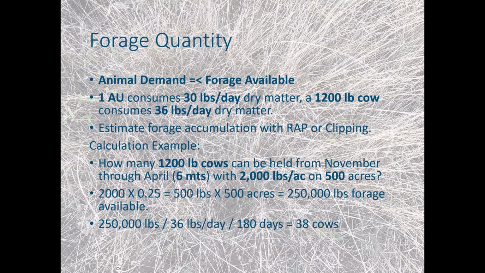And so we only have about 500 pounds per acre of usable forage out of that 2,000, times 500 acres. So we get 250,000 pounds of forage available. If we divide that by 36 pounds a day, that's how much a 1,200-pound cow consumes, divided by 180 days or 6 months, then we come out with about 38 cows worth of forage on that 500 acres. So we know at that point how much forage we have. If our stock numbers are more than 38, then we need to be looking at reducing stock. If they're less than 38, great. We're going to have extra forage out there on the landscape we can put back into the soil for soil health and to build our soil organic matter.